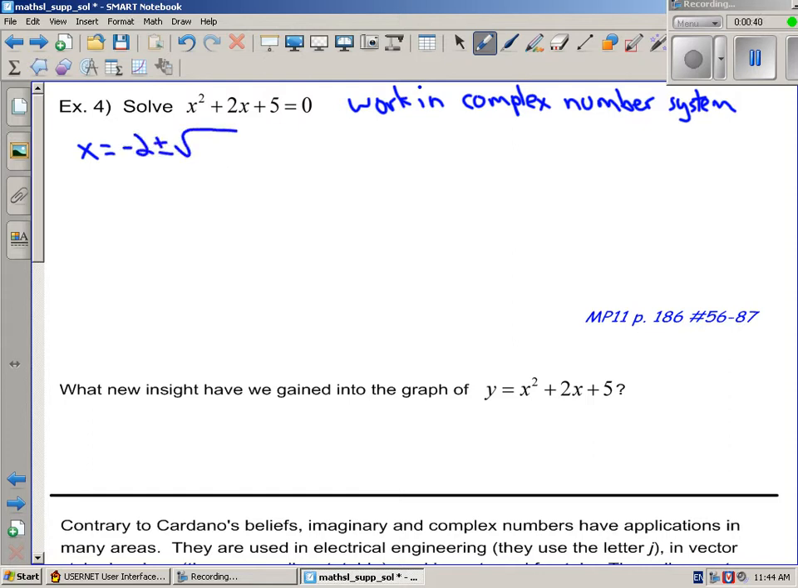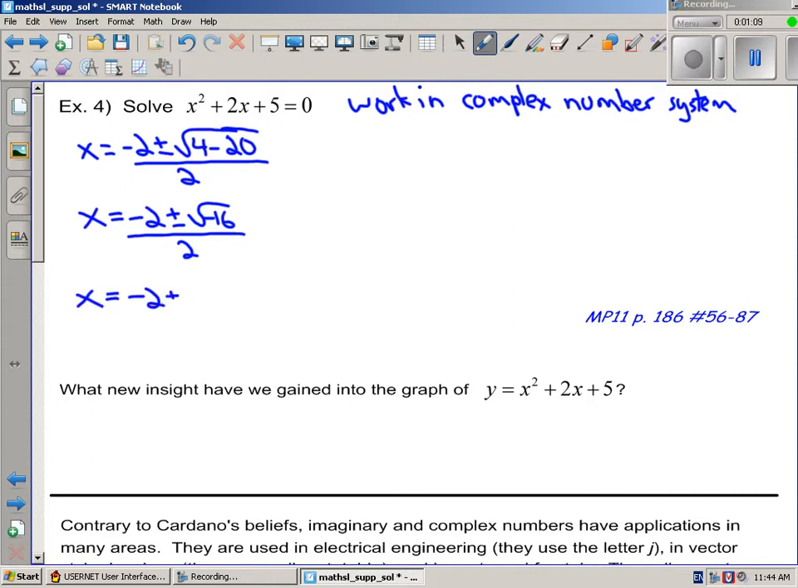Negative b plus or minus the square root of b squared, that'll be 4, minus 4 times a times c. So 4 times 1 times 5, all over 2a. Okay, and that gives us this. And at a certain point here, if we were working in the real number system, we'd just say no solution. If we allow for complex numbers, then let's keep going with this.